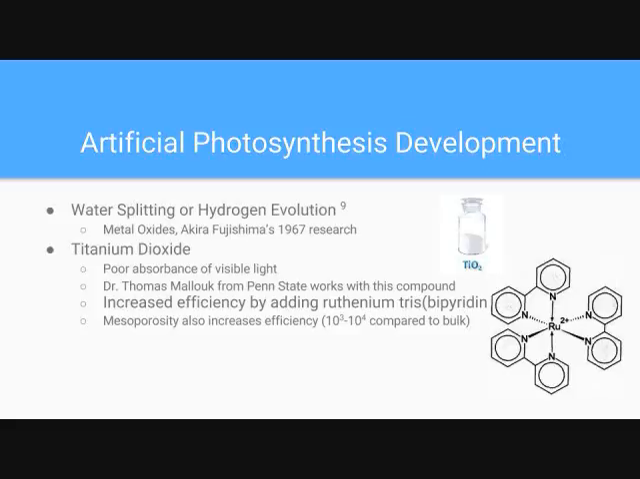Another characteristic which has been found to increase the light absorbance efficiency of certain chemical species, including titanium dioxide, is mesoporosity. Mesoporosity is a characteristic of certain chemical compounds of having pores of 2 to 50 nanometers in diameter. This has been found to increase the light absorbance efficiency by 3 or 4 orders of magnitude.